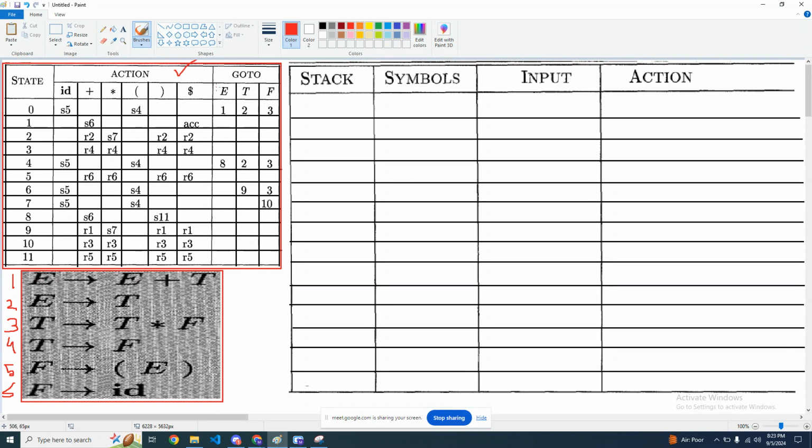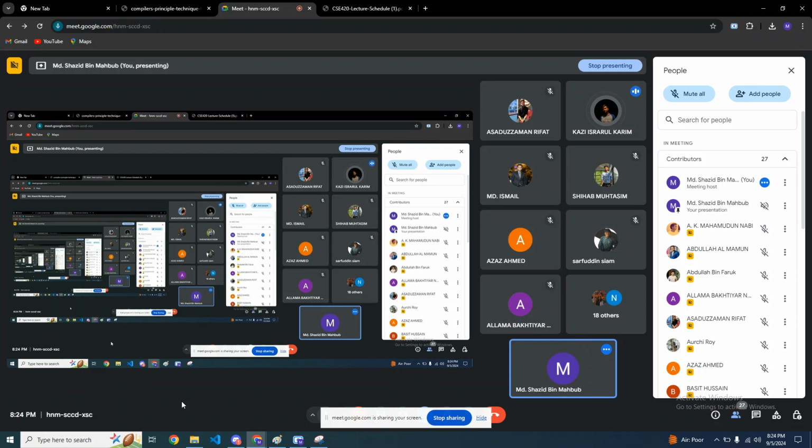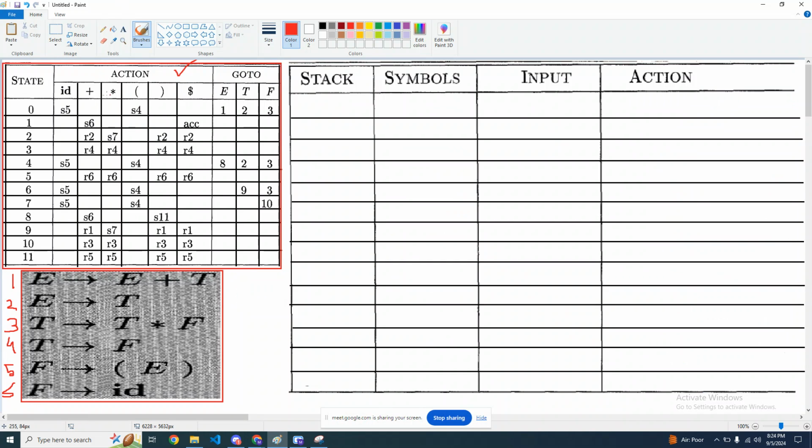So this is your complete parsing table, and you will be asked to check if a certain string is parsable by this table or not. Okay, so let's look at the table. No, you will be given the parsing table. Okay, so let's see what the parsing table is.